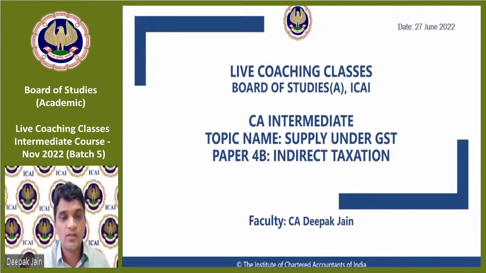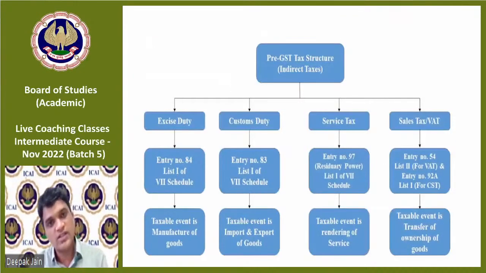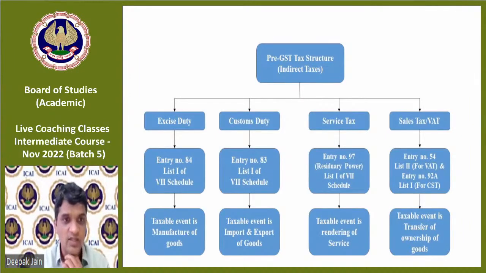Now we'll understand the chapter of supply. Why is supply important? To understand this, we'll look at the earlier regime, what was there. When central excise was there, the powers under excise law were under entry number 84 of List 1 of the 7th Schedule. All of these were under the respective entries of the schedule of the Constitution. Under central excise, the entries are not relevant; this is only for your reference. But when was excise duty charged? What was the triggering event?